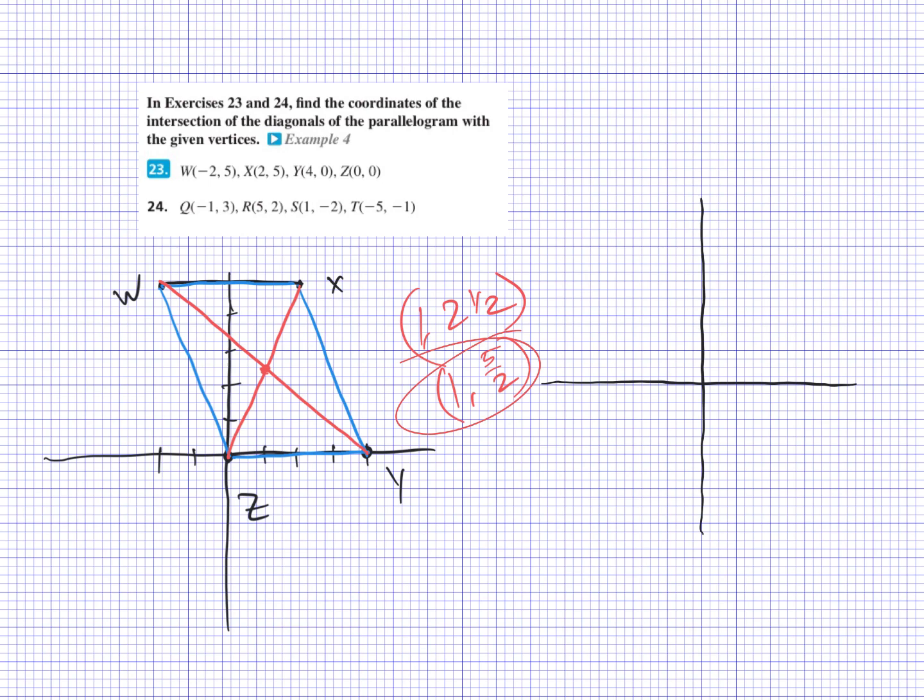Okay, so this one, again, the numbers are 5s or less, so we can just use the big boxes. Negative 1, 3, there. And 5, 2. So this is Q, this is R. And 1, negative 2 is S. And negative 5, negative 1 would be T.